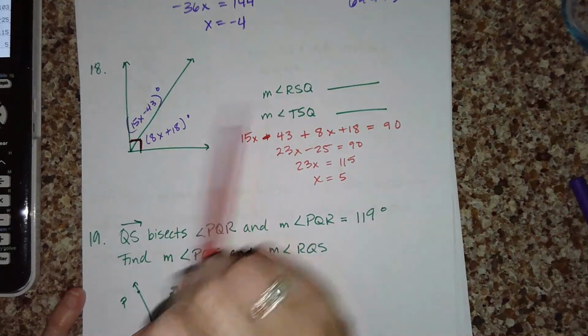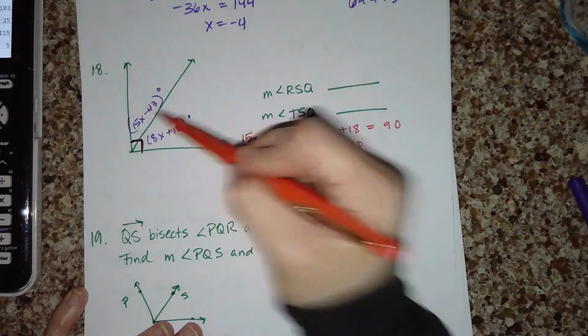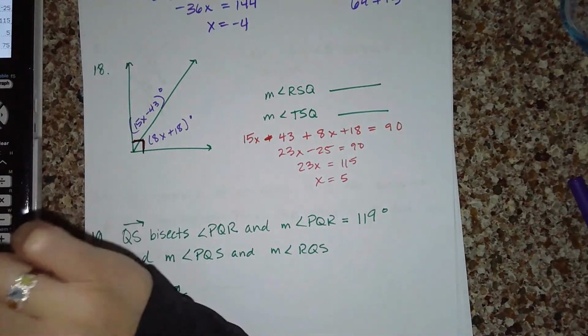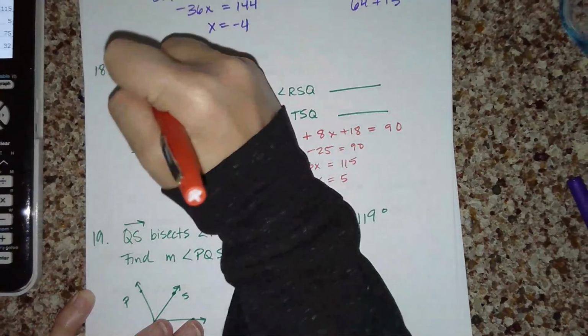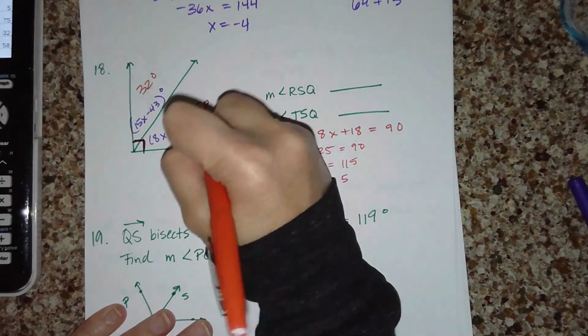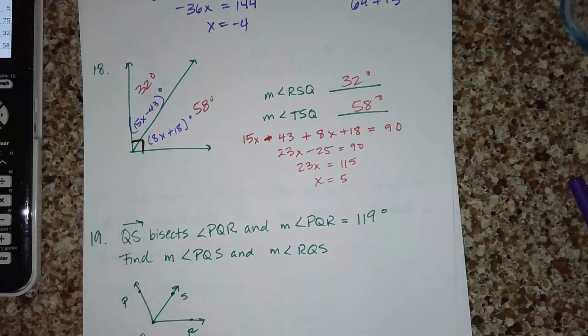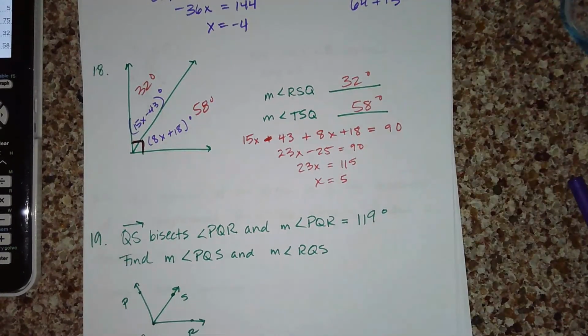So if I plug it into RSQ, oops, I didn't even label this. Well, I don't know which one's which, but I'm going to plug it back in here. So if I plug it into here, 15 times 5, and then subtract 43, I get 32 degrees. And then for the other one, I would subtract from 90, would have to be 58 degrees. So I might have these mixed around because I didn't write down the actual letters on my paper, so I apologize. But the two answers are 32 and 58. And so you would have to look at yours to double check.